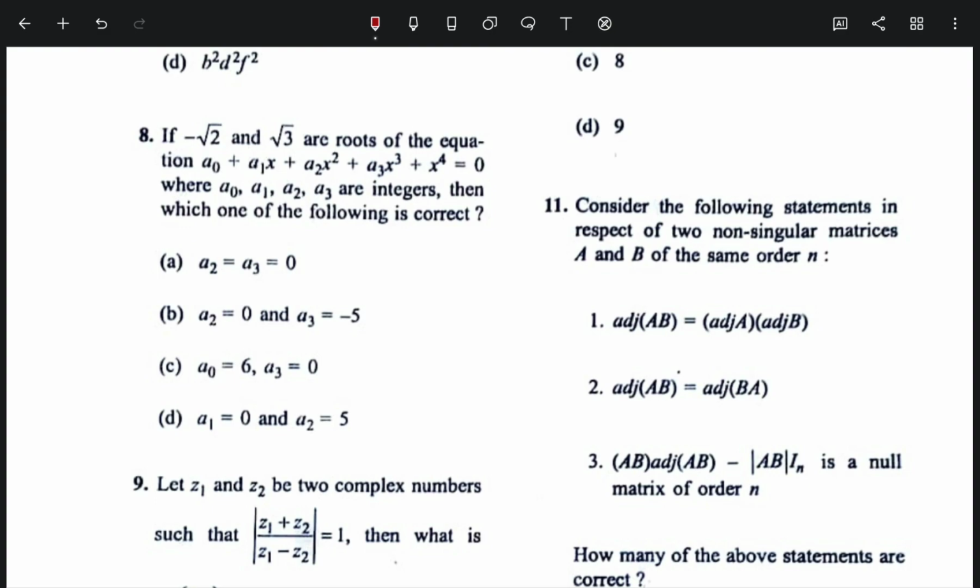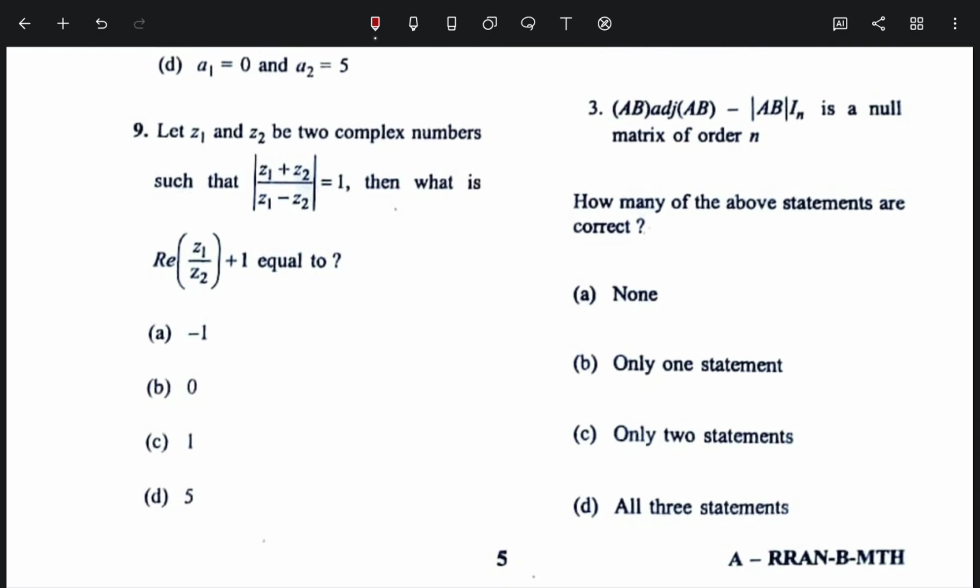And for this 8th question, the only value that is possible is this, because you just apply minus root 2 and root 2 for x, and then you will get 2 equations. You can cancel and you can see that only if a0 is 6 and a3 equals 0, you will get integer values for the other 2.